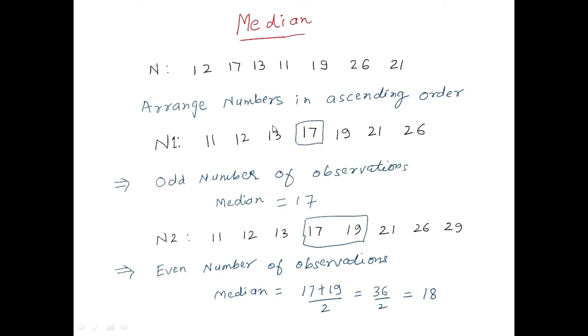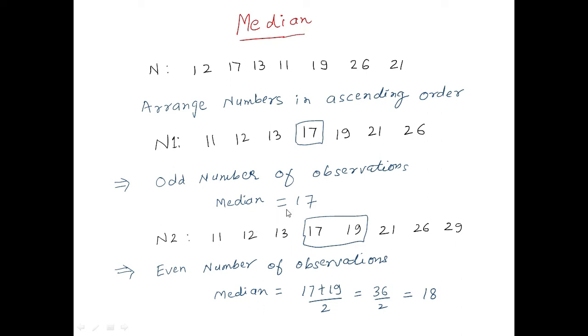So 17 is the median for numbers where we have an odd number of observations. Odd observations means the count of numbers is odd. And if the observations are in even numbers, like here where we have a total of 8 observations, 11, 12, 13, 17, 19, 21, 26, 29. These are the 8 observations.